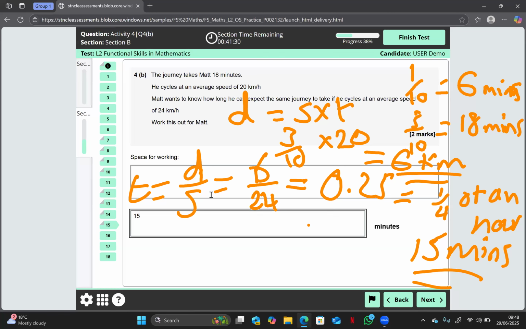Now, 6 kilometers is the distance he is going. So working out with the new speed, distance over speed, which is 6 kilometers, the distance, and the speed is 24 kilometers per hour. So the time is 0.25, or a quarter of an hour. In minutes, that is 15 minutes, because 60 minutes in an hour divided by 4 is 15 minutes. Or 60 times a quarter, which is also 15 minutes.